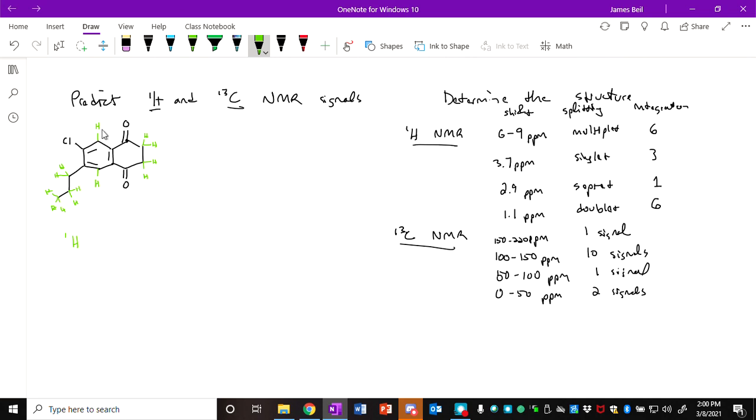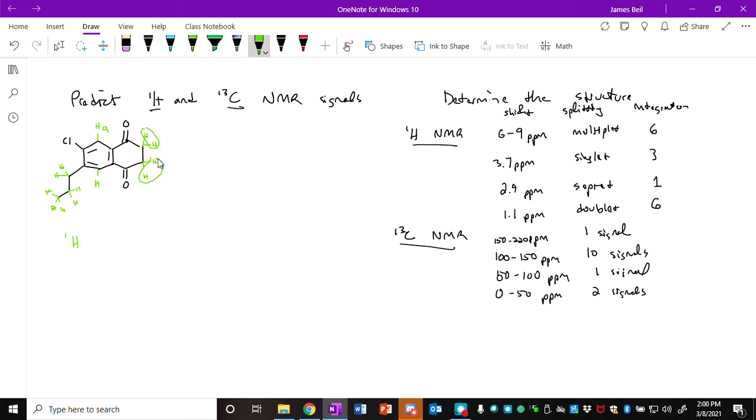So this one here is definitely unique. I'll call this one hydrogen A. I can really start with any of the hydrogens, but I'm just choosing to start here. It's the only hydrogen on a carbon that's adjacent to a carbon with a chlorine. So it's definitely unique. Just kind of go around clockwise here. So are these two hydrogens here unique or equivalent to the two hydrogens here?